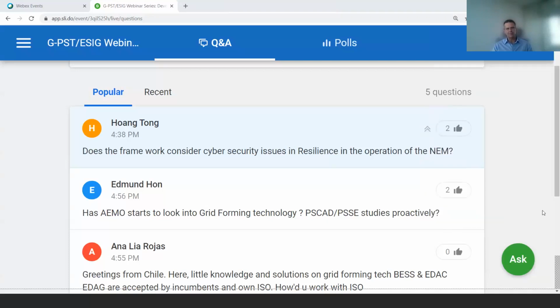Okay, I think we've probably got time for one more question. Here's one of general interest, I think. Has AEMO started to look into grid forming technology or PSCAD or PSSE studies proactively?